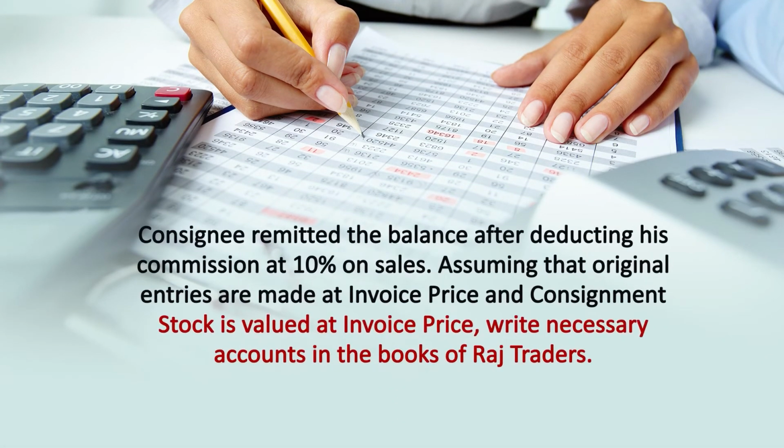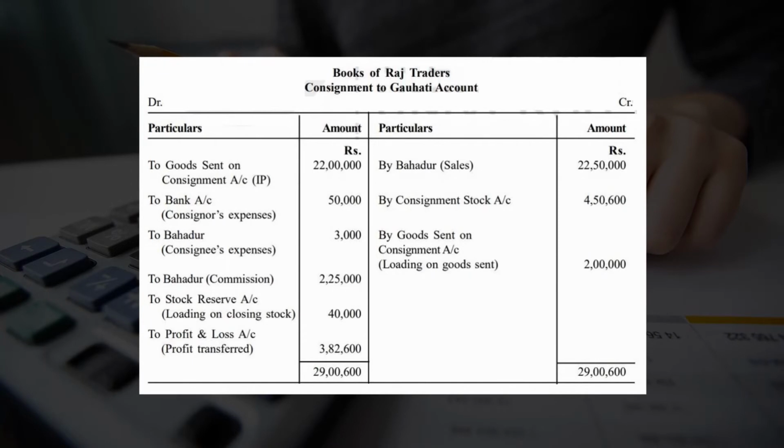Consignee remitted the balance after deducting his commission at the rate of 10% on sales. Assuming that original entries are made at invoice price and consignment stock is valued at invoice price, write necessary accounts in the books of Raj Traders. So, here Raj Traders is the consignor and Bahadur of Guwahati is the consignee. Let us see how the treatment is made in the books of accounts, here the books of Raj Traders, that is, in the books of the consignor.